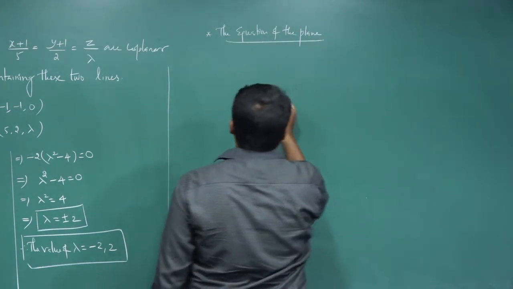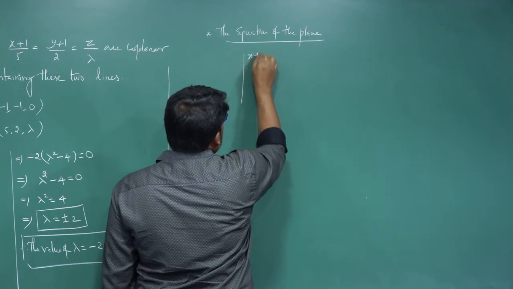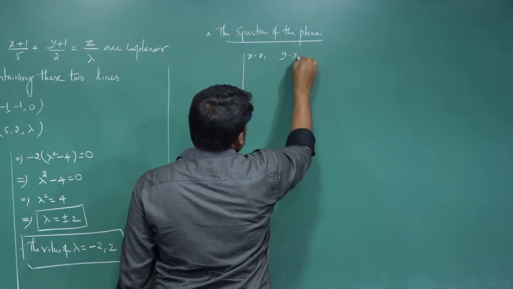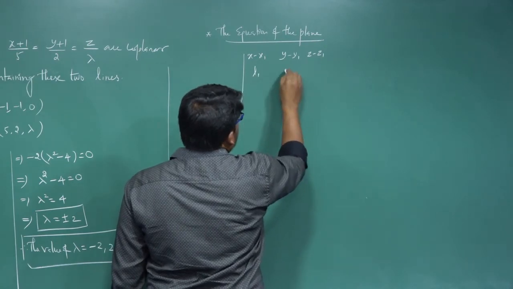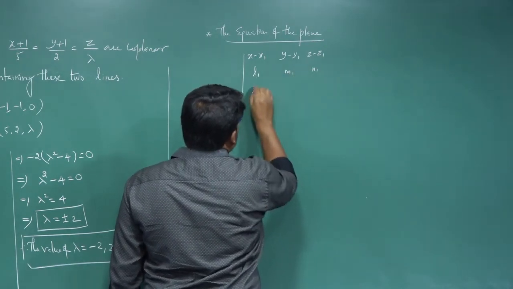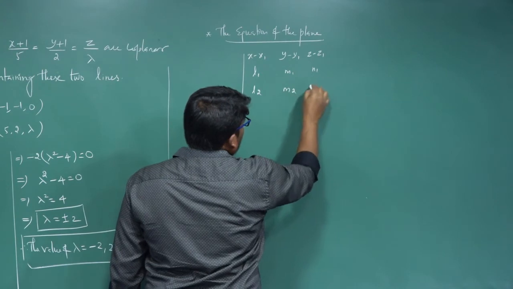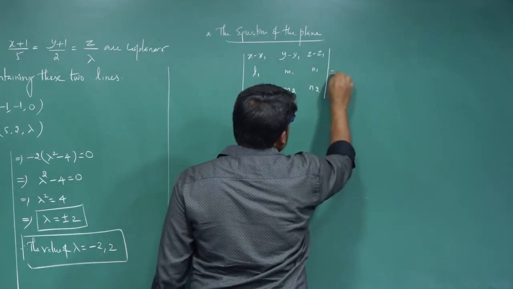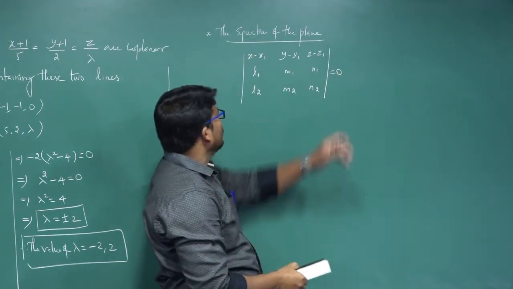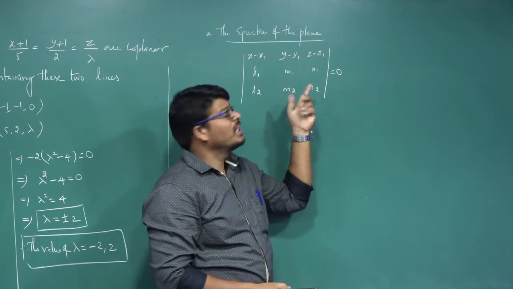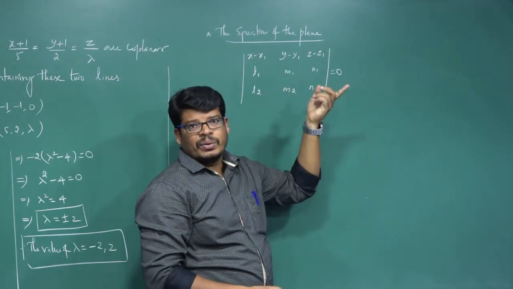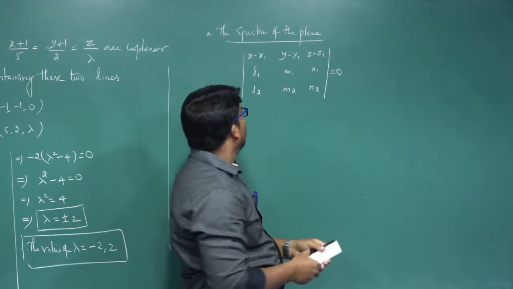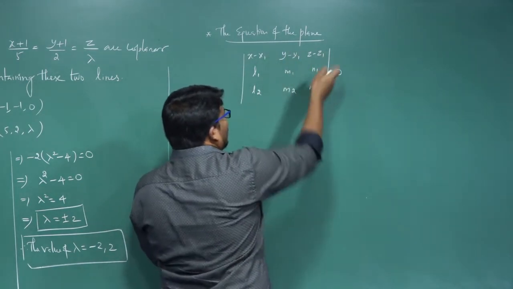The equation of the plane in Cartesian form is written as the determinant of x minus x1, y minus y1, z minus z1; L1, M1, N1; L2, M2, N2 equal to 0. For the equation of the plane in Cartesian form, you take any one of the points, x1, y1, z1 or x2, y2, z2. Taking the point x1, y1, z1.